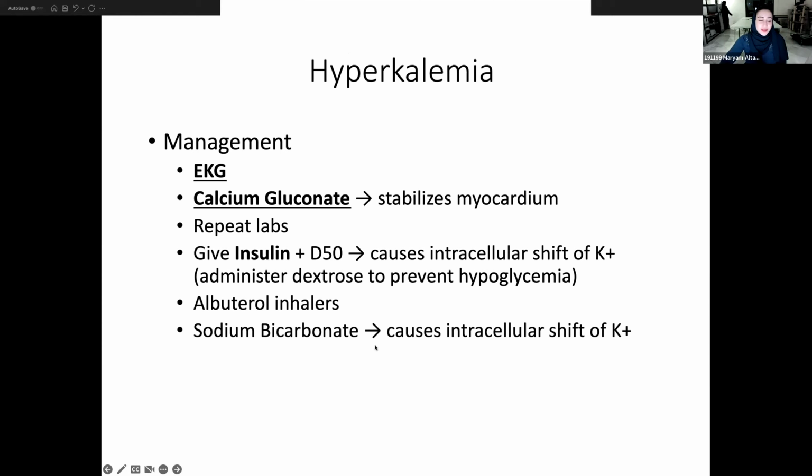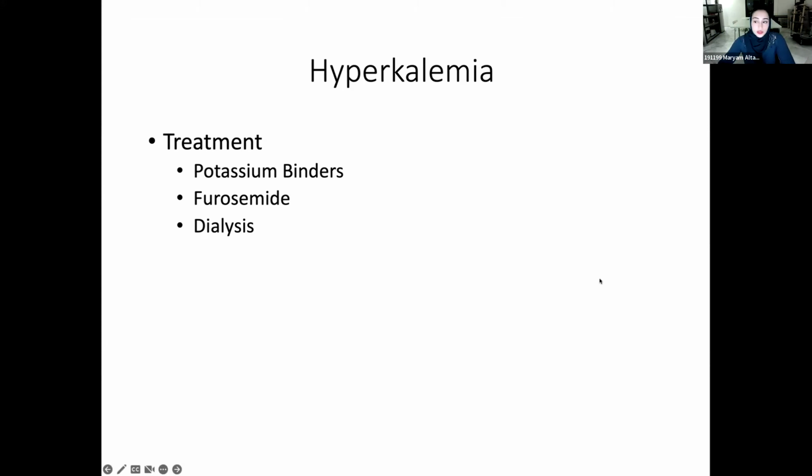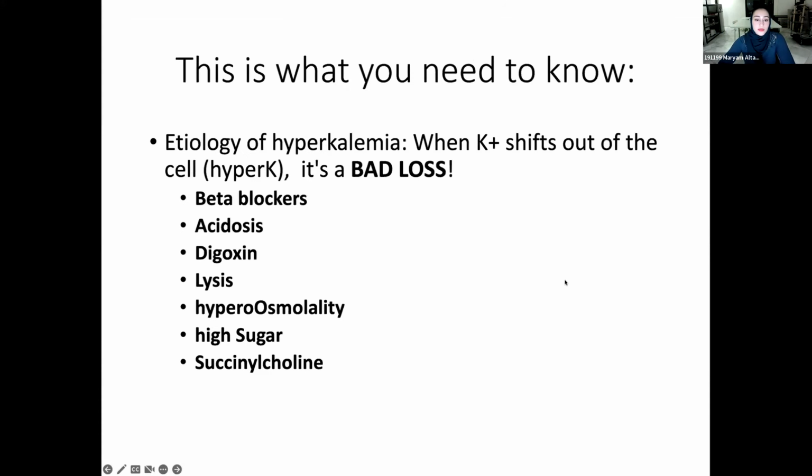So for the treatment, you can give potassium binders, you can give furosemide, which is going to cause excretion of potassium and sodium. And in worst case scenarios, in very, very severe cases, you can do dialysis. If it's refractory to every treatment that you're giving, just remove the potassium from the blood completely.